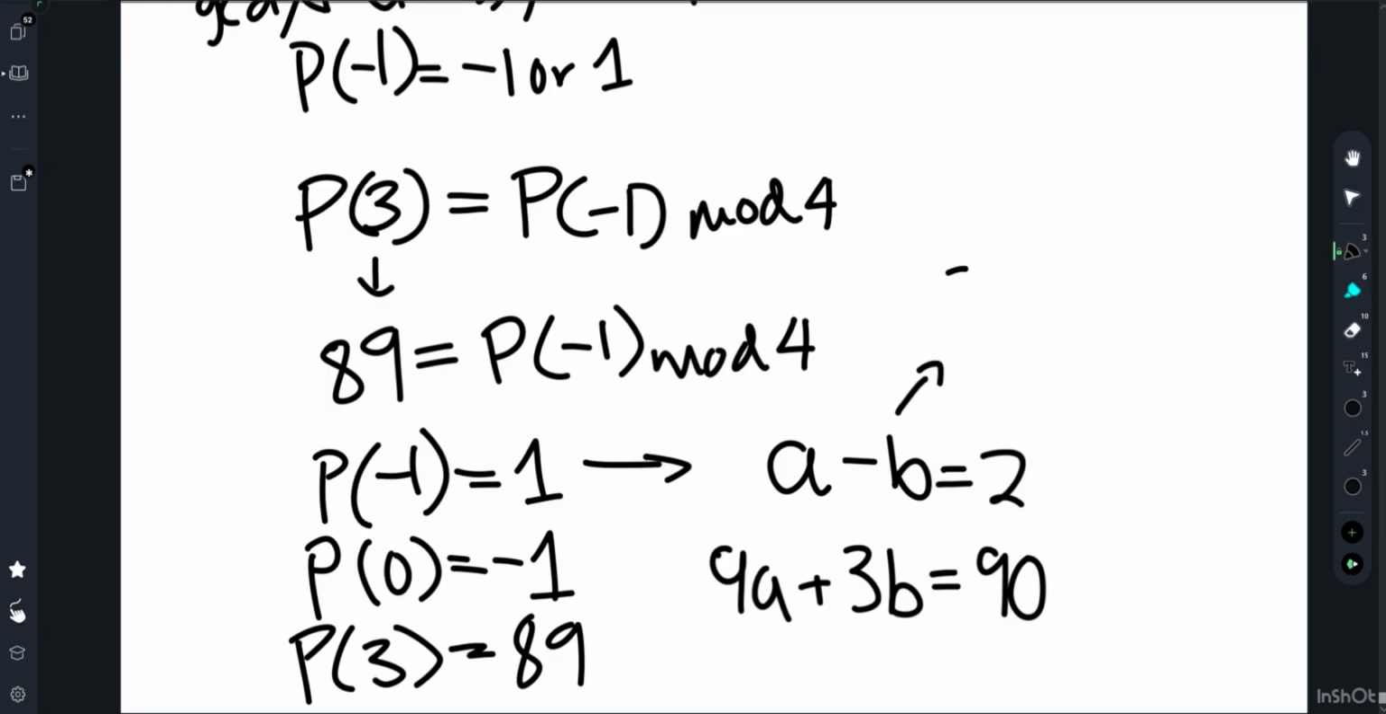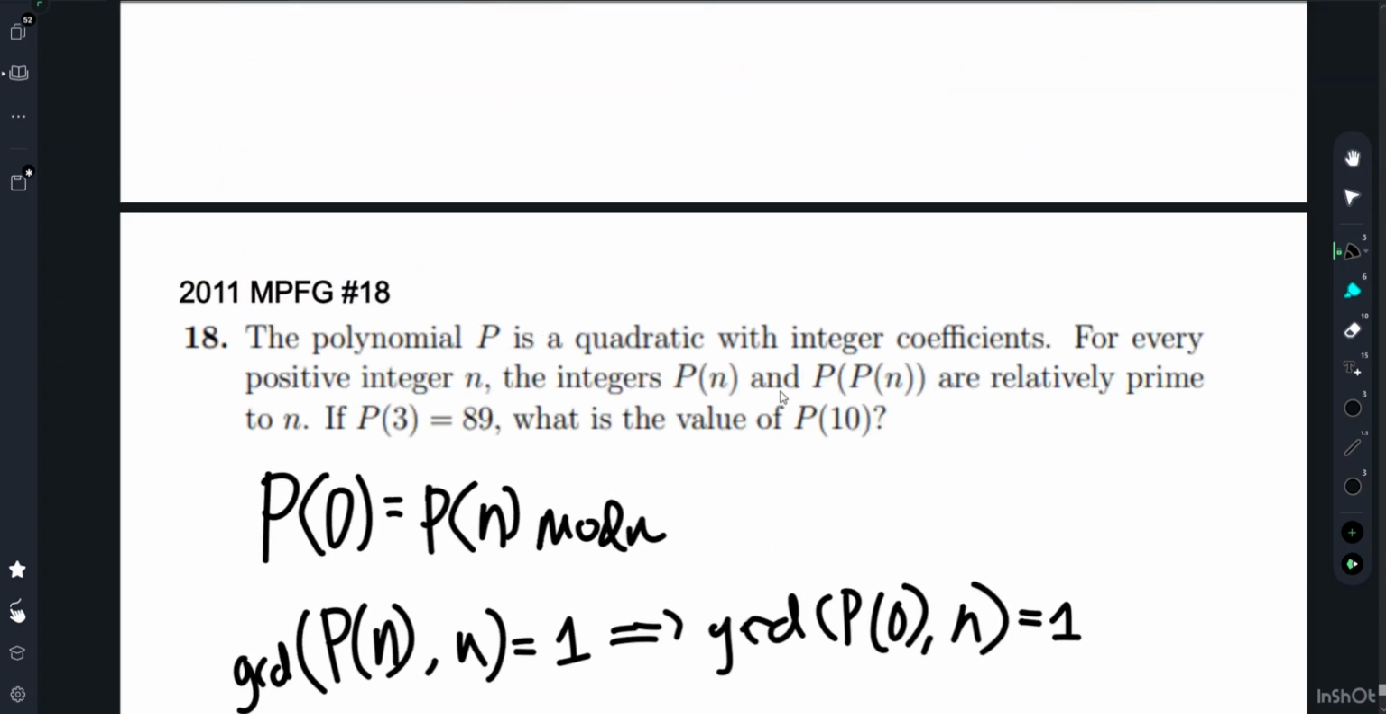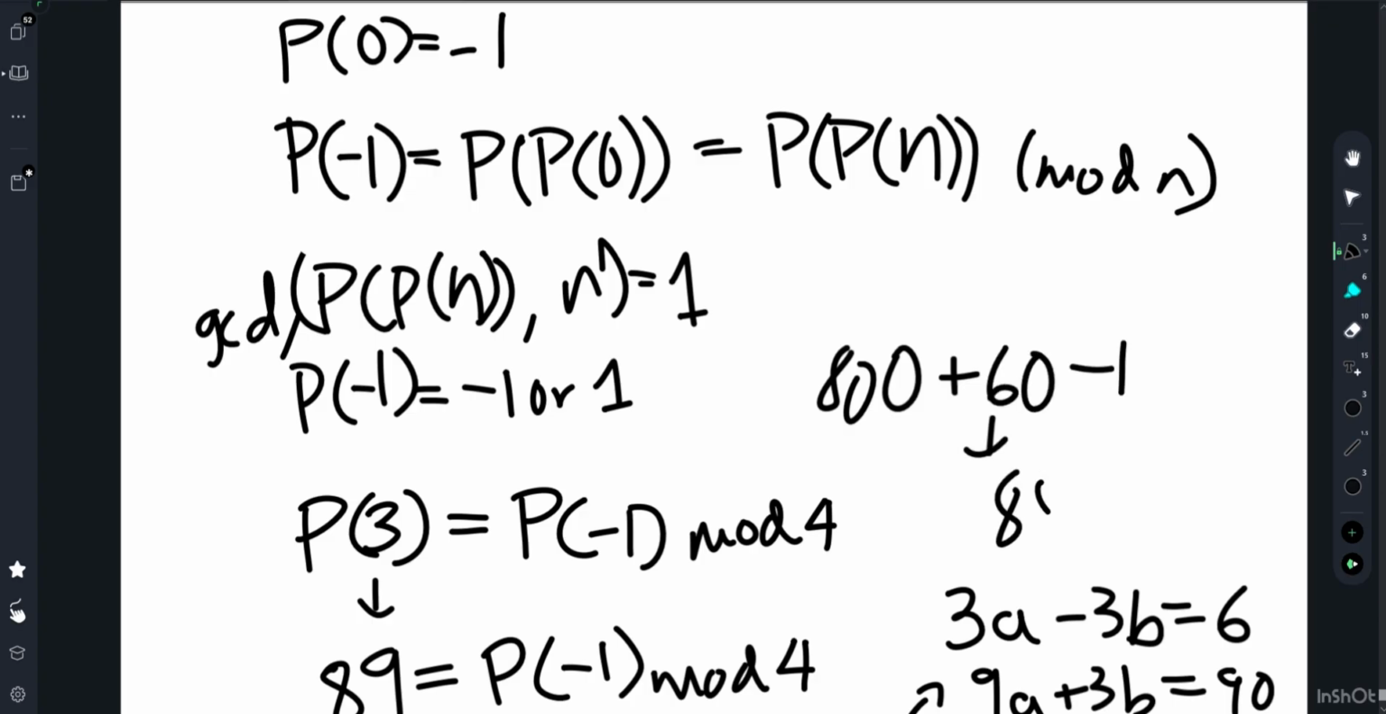Let's multiply this by 3. So 3a minus 3b is equal to 6, and 9a plus 3b is equal to 90. So this tells us that a is equal to 8, and consequently b is equal to 6. And so now finally we want to find what p of 10 is, and so this is just 800 plus 60 minus 1, for 859 as our answer.